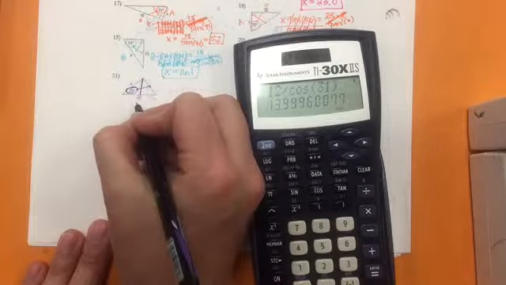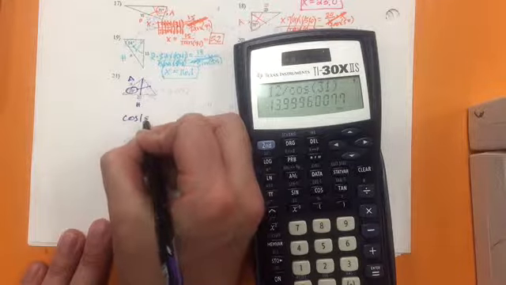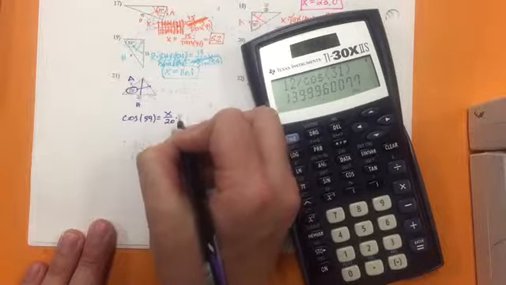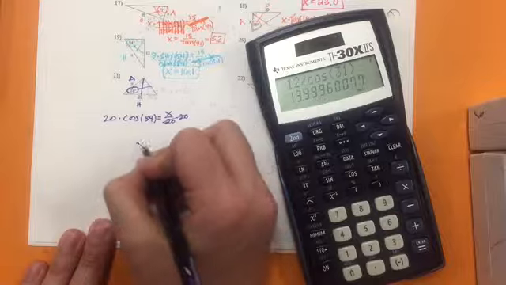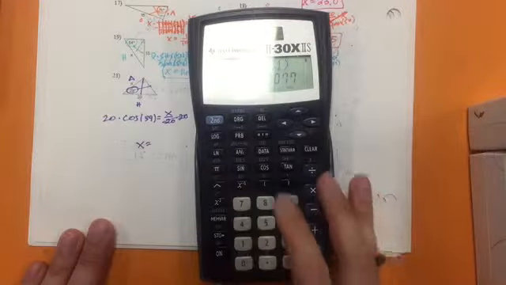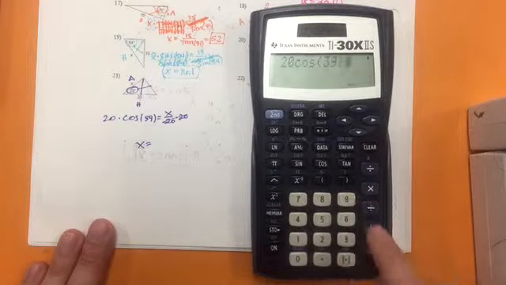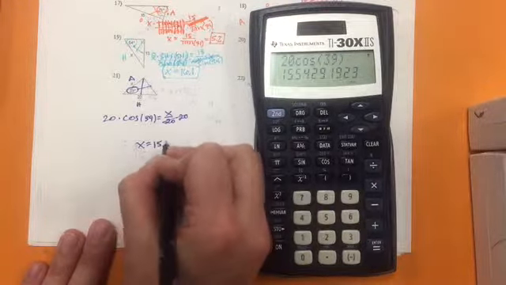Opposite is missing, hypotenuse, adjacent. Cosine of 39 equals A over H, times by the denominator. X is equal to 20 cosine 39, which is 15.5.